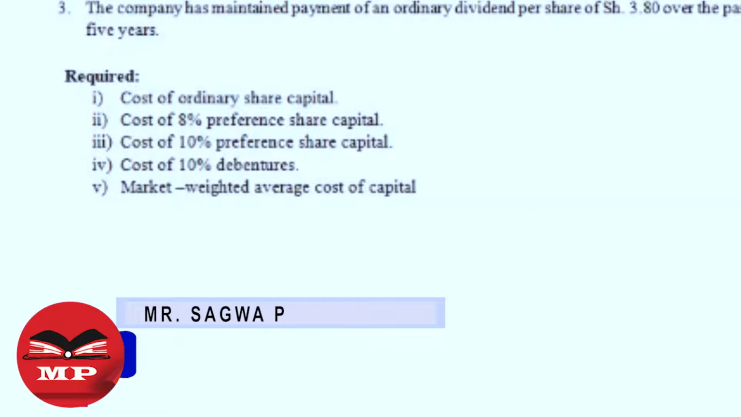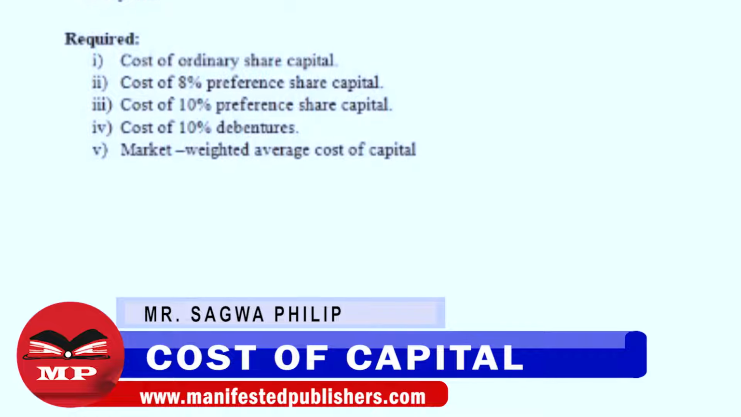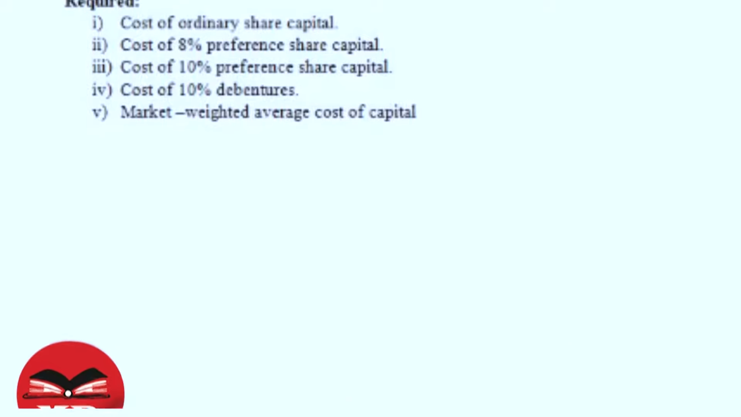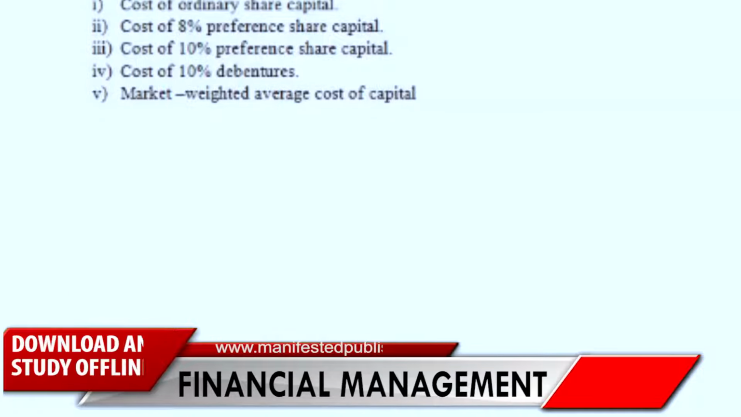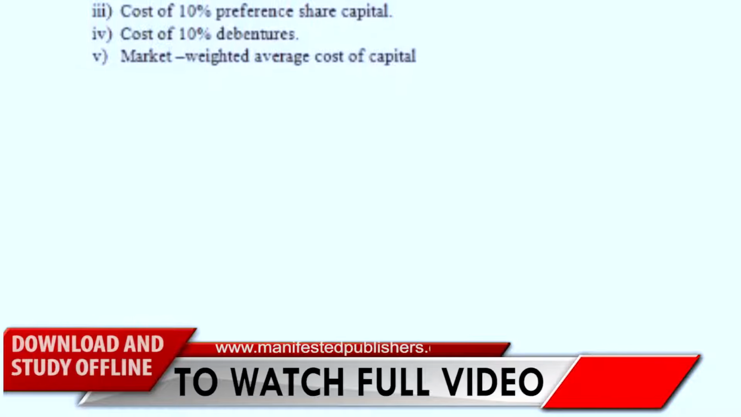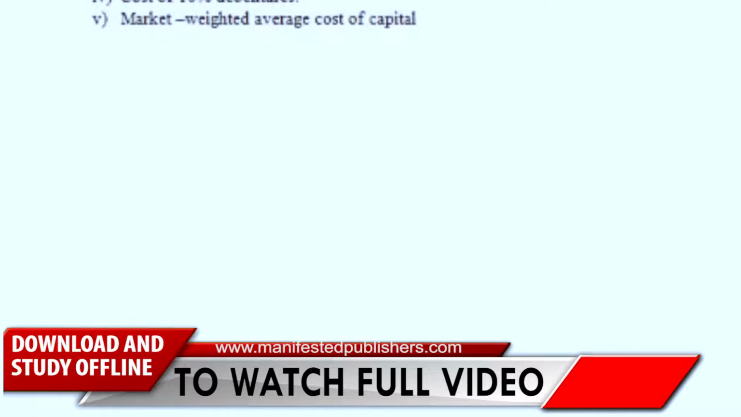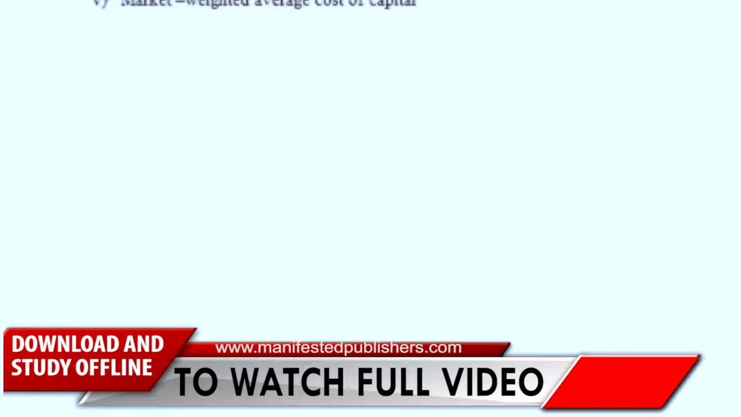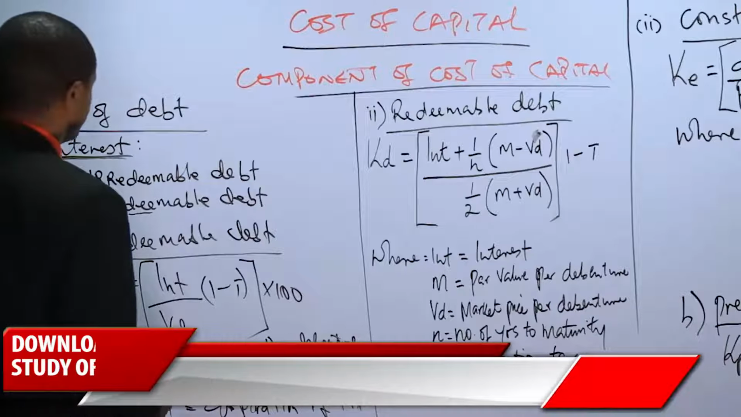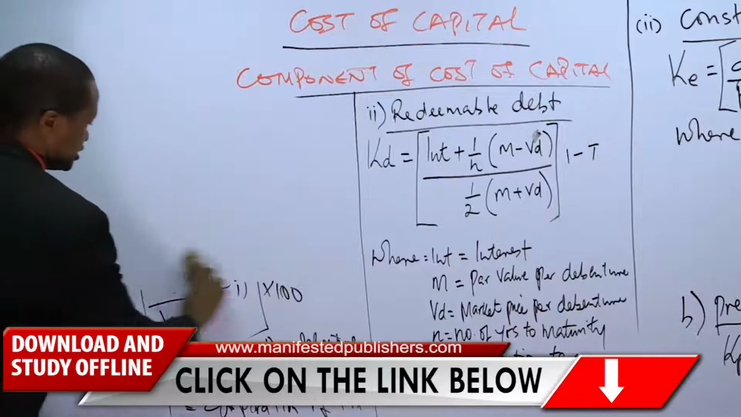Required. Number 1, cost of ordinary share capital. Number 2, cost of 8% preference share capital. Number 3, cost of 10% preference share capital. Number 4, cost of 10% debentures. So we need to calculate the cost of each and every component in that illustration.